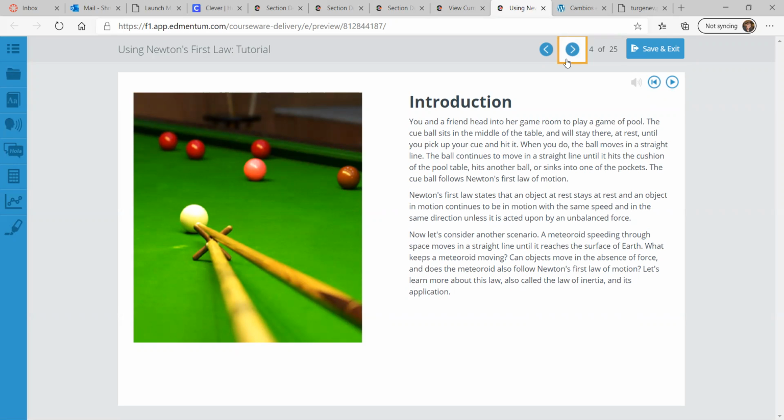The cue ball follows Newton's first law of motion. His first law states that an object at rest stays at rest, and an object in motion continues to be in motion with the same speed and in the same direction, unless it is acted upon by an unbalanced force.